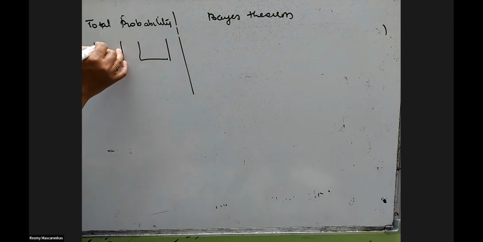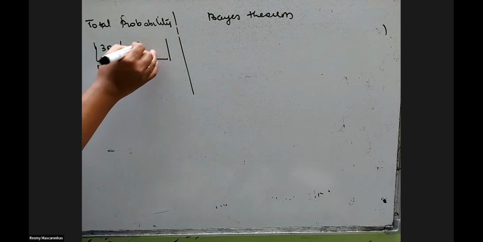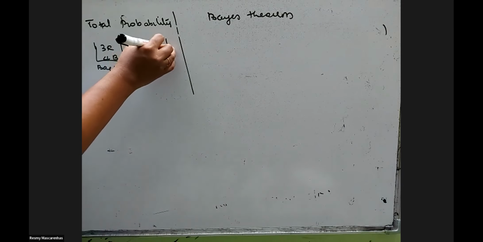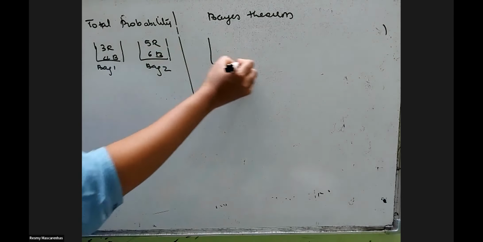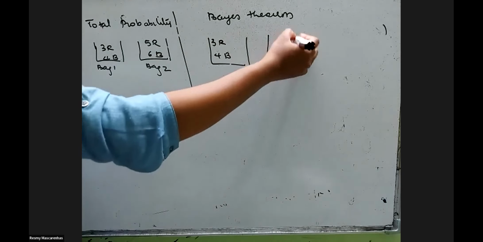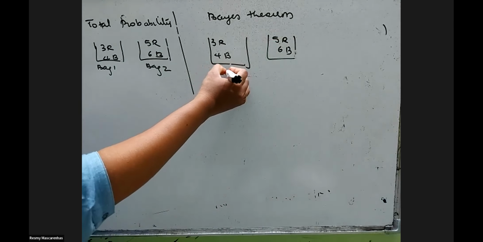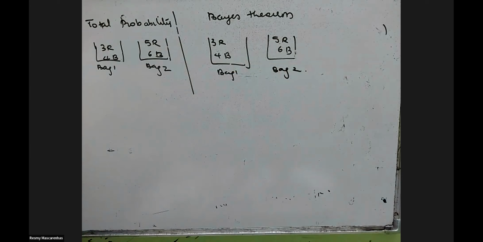The same data, if it was given as 3 red, 4 black in bag 1 and 5 red, 6 black in bag 2. The same data is given here also: 3 red, 4 black, 5 red, 6 black. Bag 1, bag 2. The data might be the same. Now look at how the question has been asked.